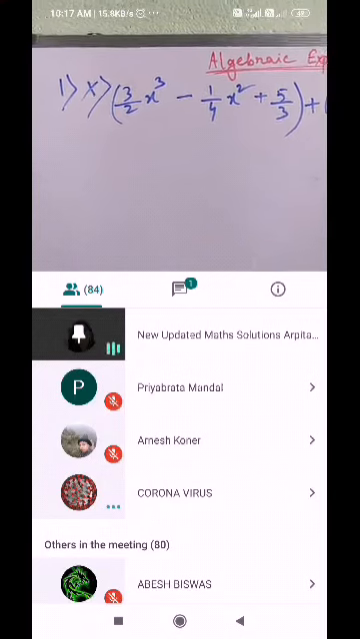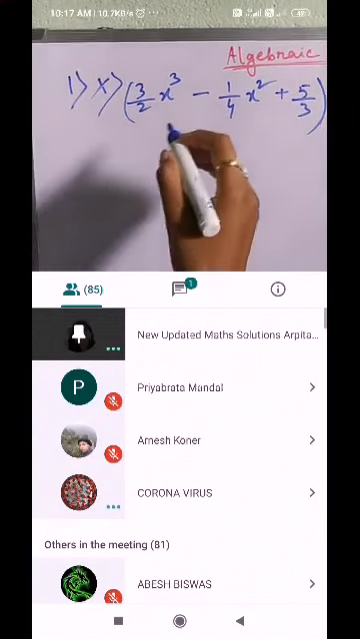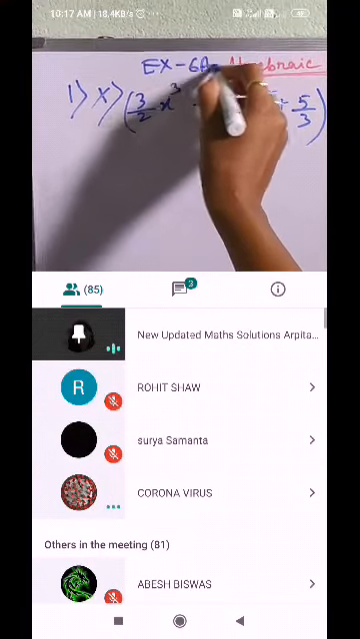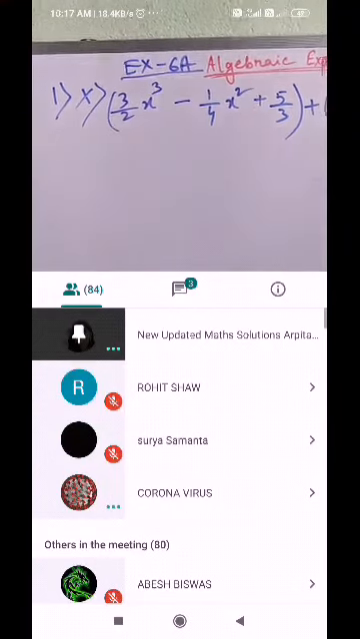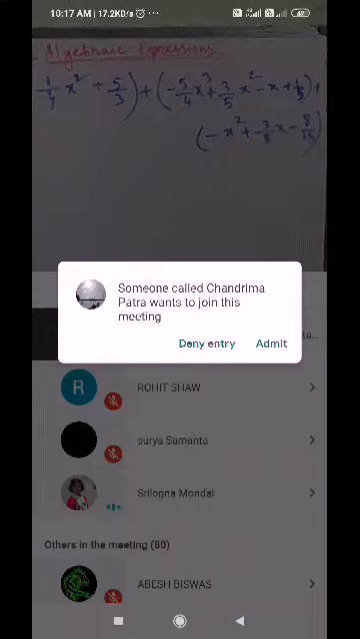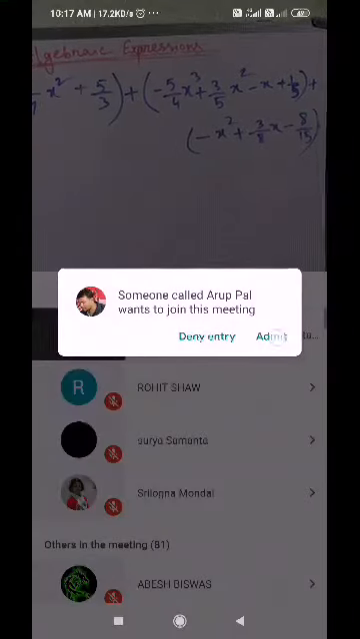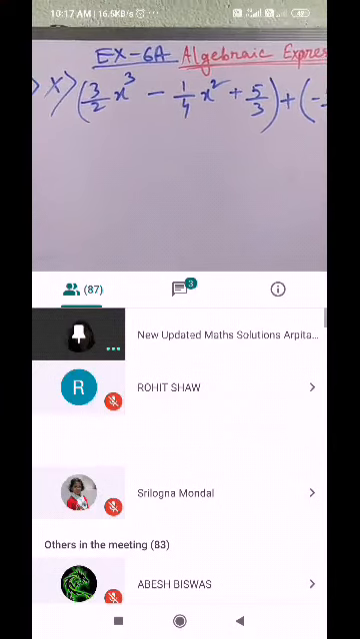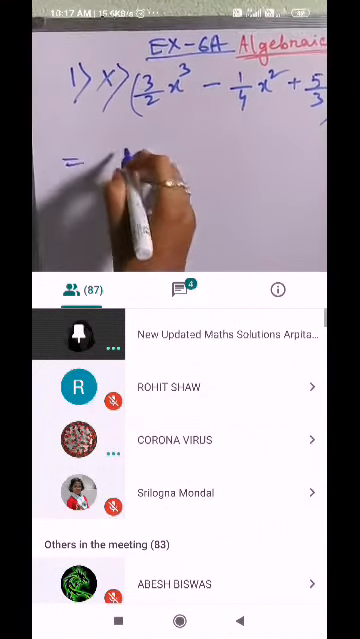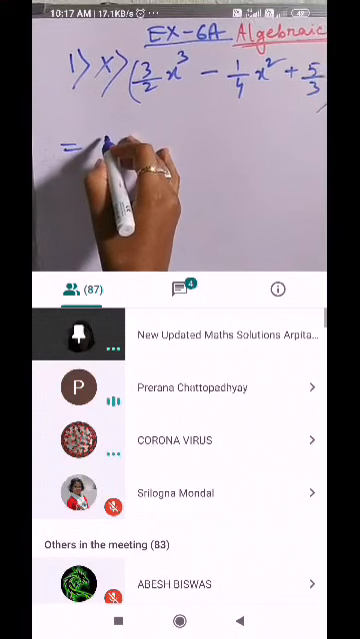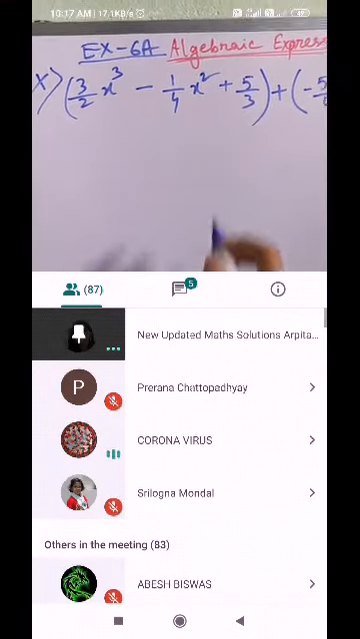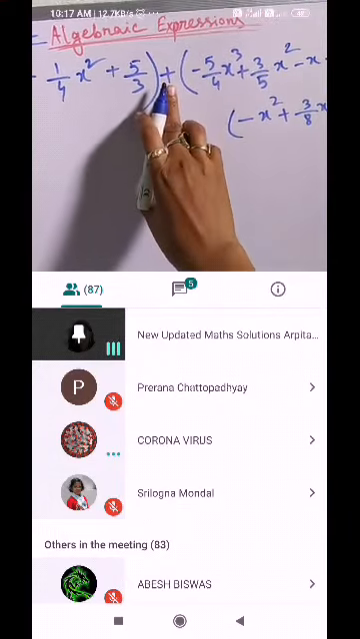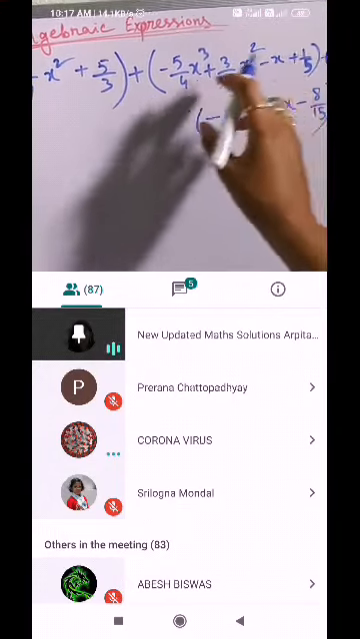This is the sum under 1, number 10, exercise 6A. Here, first of all, we have to remove the bracket. Here is a positive sign. That's why the sign will not be changed inside the bracket.